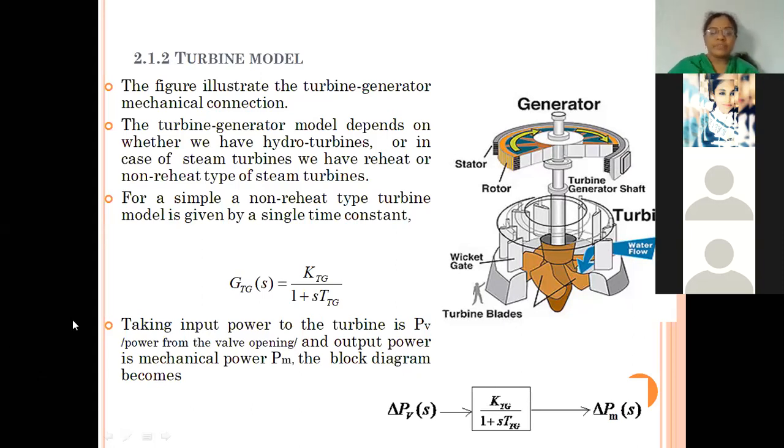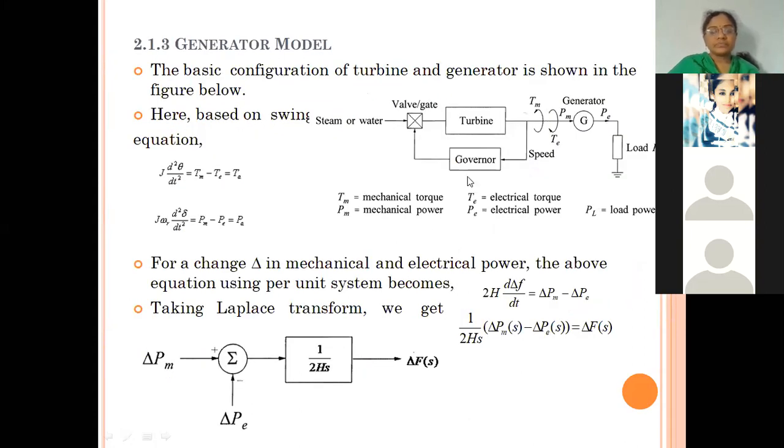So in systems, we represent it with this block diagram. Okay, so the generator model, here they have given directly. Now I am explaining the generator model to you.